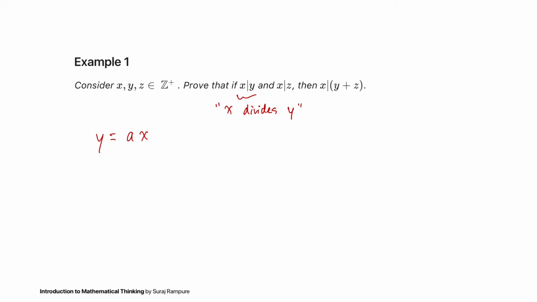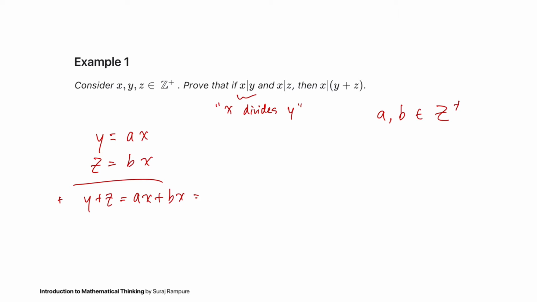Now we have that x divides z as well. Can we write another relationship? Yes? Sure, we can say z is equal to bx. Okay? And if we want to be rigorous, we can say a and b are also positive integers. Okay? We want to show that x divides y plus z. What can we do? Well, we can add up our two lines here. We have y plus z is equal to ax plus bx.